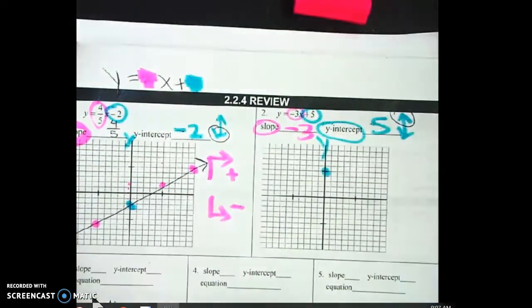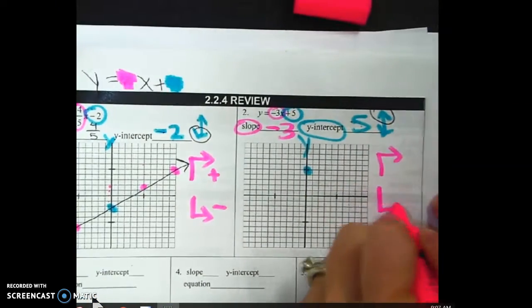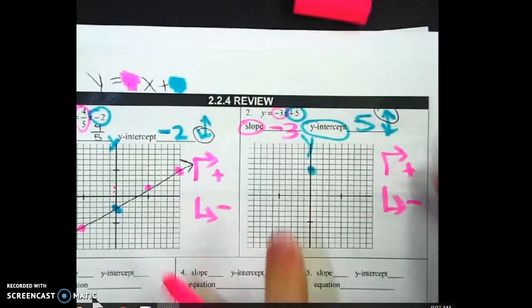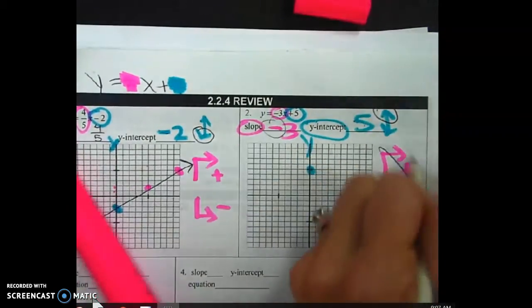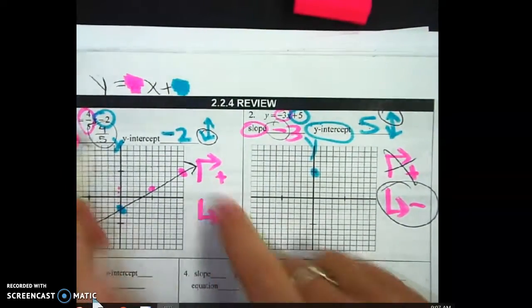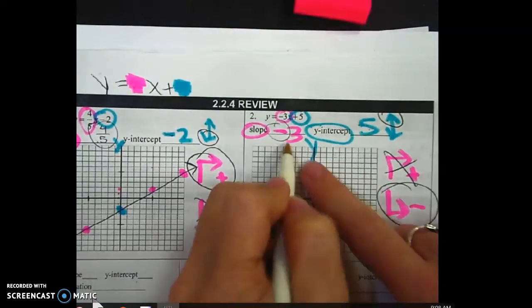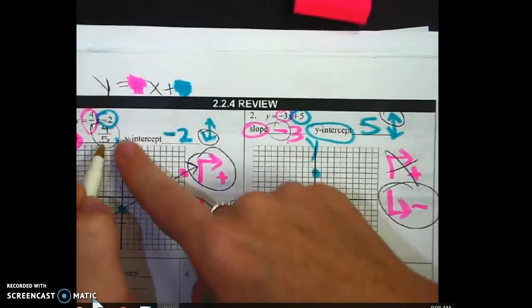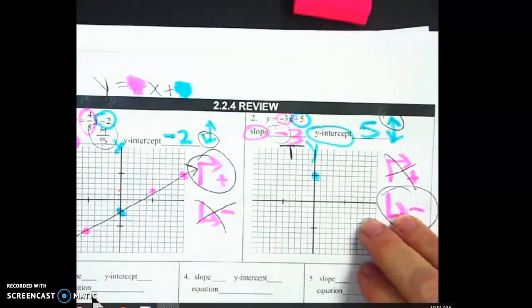Now I have to make a decision. Remember, am I going to go up and right, or am I going to go down and right? Up and right is if it's positive, down and right if it's negative. This is negative, so I go down and right. Where this one was positive, so I went up and right. But the problem is, look, there was just one number. So I have to put this over 1.